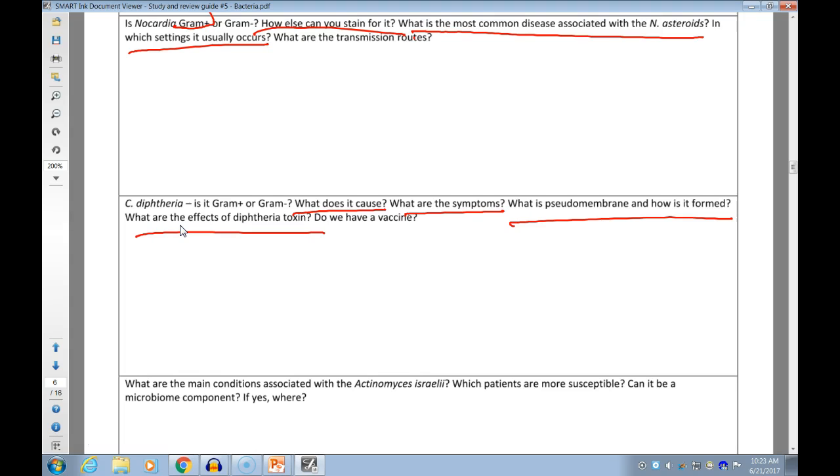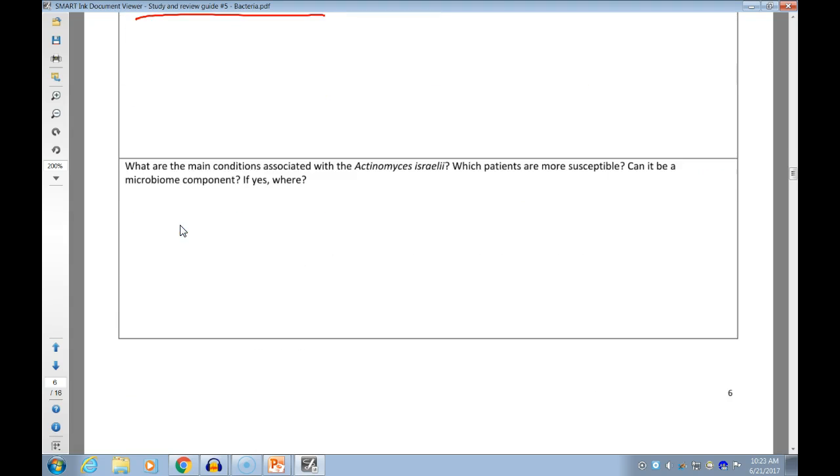Do we have a vaccine? Yes, we do. Pneumocystis jirovecii, subcutaneous infections, and endocarditis. Okay? Immunocompromised patients are most susceptible. It can be found in the environment and as a part of human microbiome, especially in the mouth.